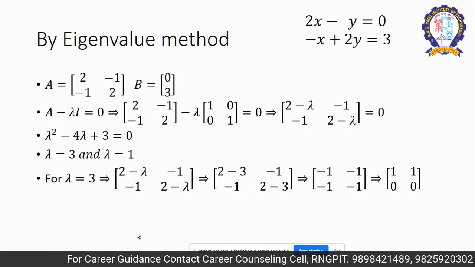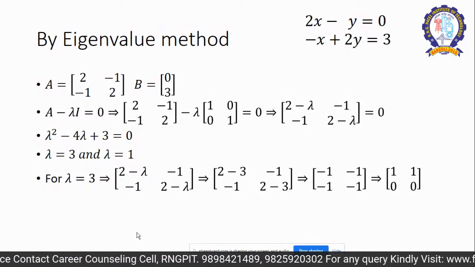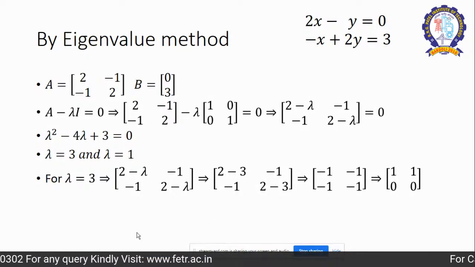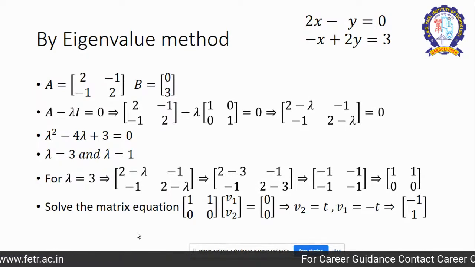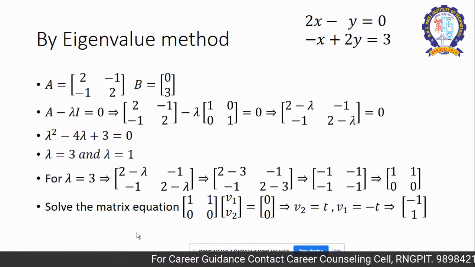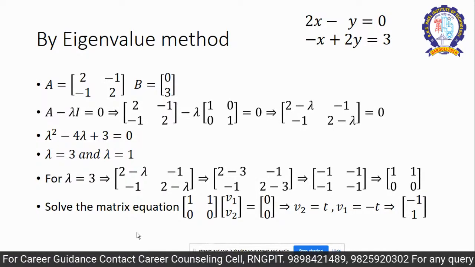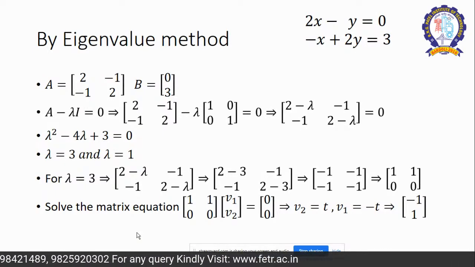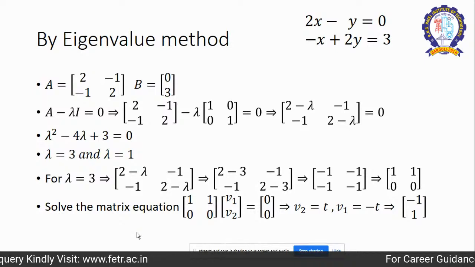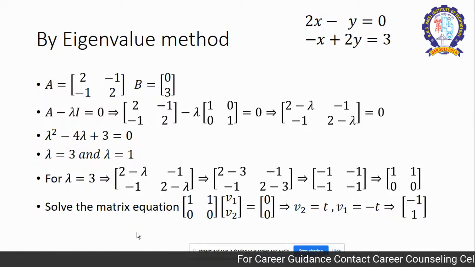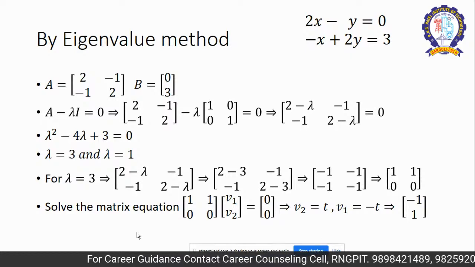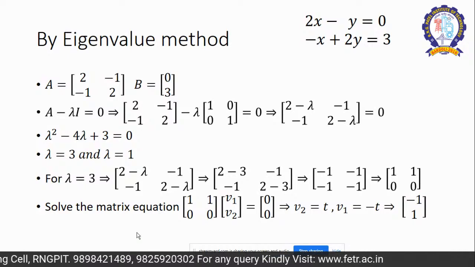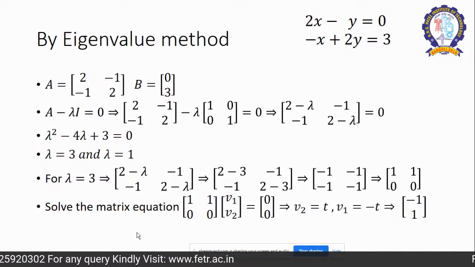For lambda equal to 3, the resultant matrix is 1, 1, 0, 0. This gives the eigenvector. It is not a matrix solution; we are going with the resultant matrix times the vector v1, v2 equal to 0. Here we have only one equation, so keeping one variable as a constant, v2 equals t, which gives v1 equal to minus t. So we get the eigenvector -1 and 1.